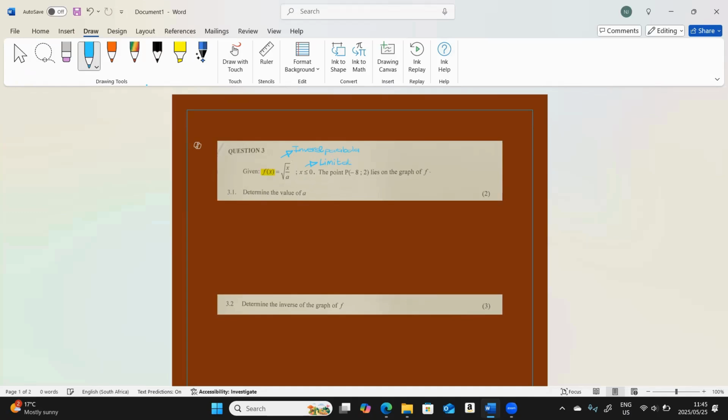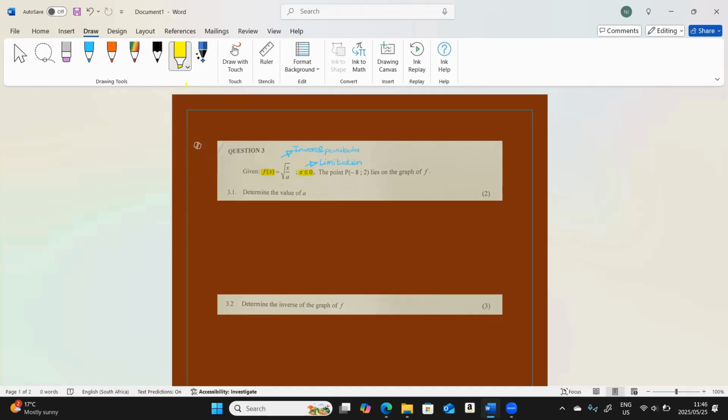Your limitation will always form part of your calculations and your inverse as well. Remember that when you do the inverse of the specific function, you also have to change your inequality as soon as you change your x and y, or when you get the inverse. That is extremely important. Let's just highlight the inverse. So that is the limitation.